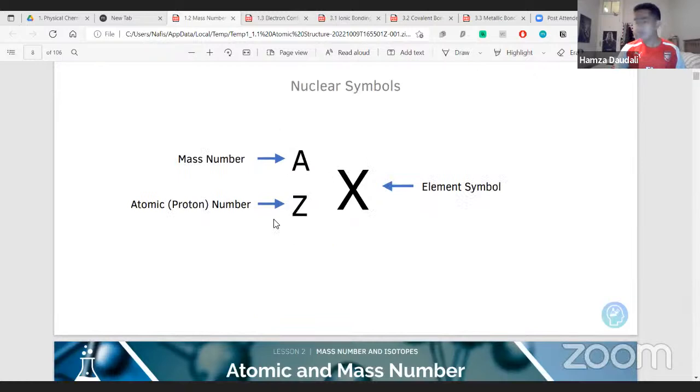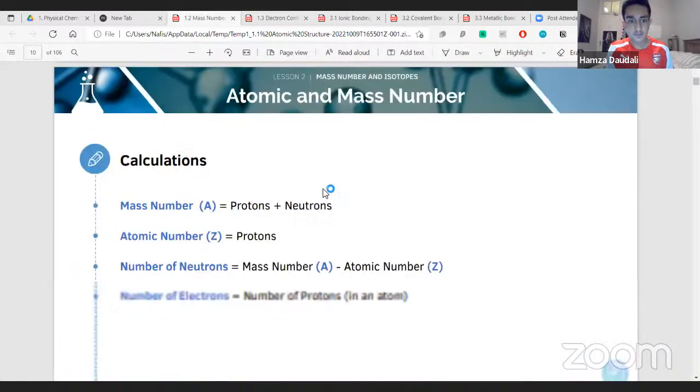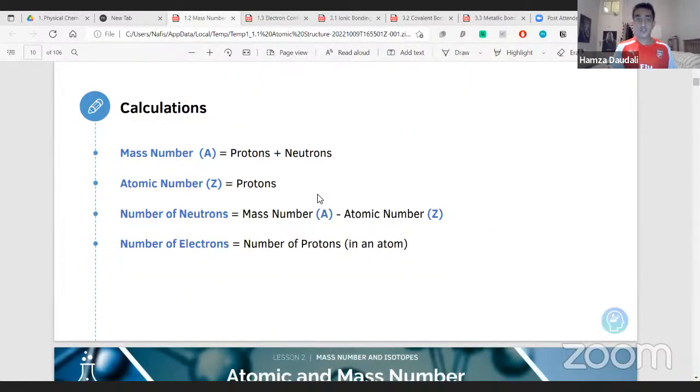As you can see, mass number, atomic number, and the element symbol. So your mass number is on top, the bigger number, and your atomic number is the smaller number. And in the periodic table, atoms are arranged in the order of increasing atomic number. So simple calculations you should be aware of. So mass number is the number of protons plus the number of neutrons.